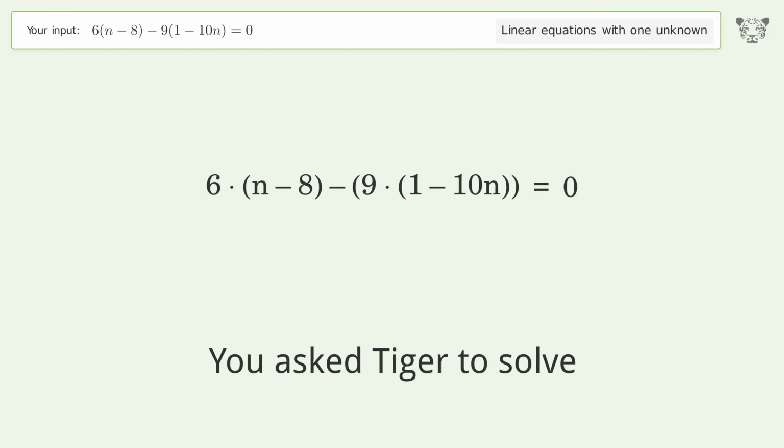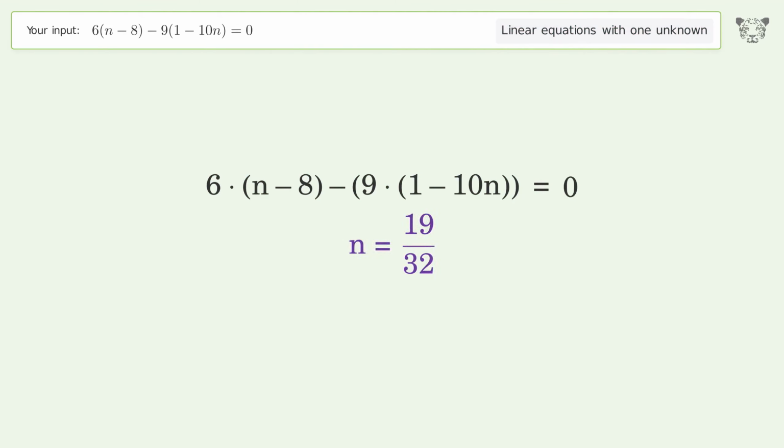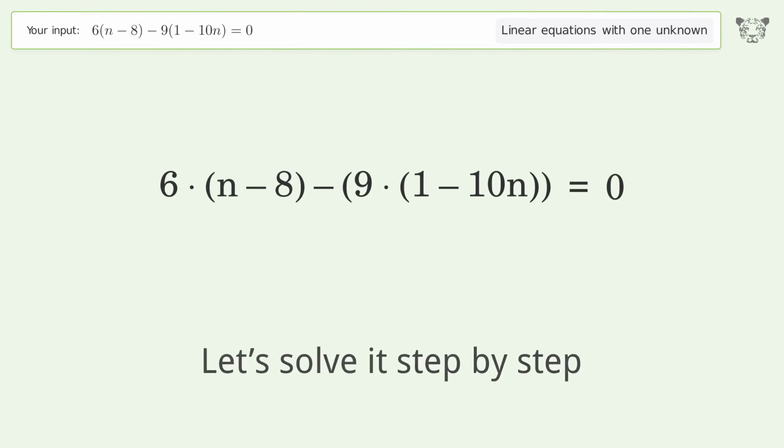You asked Tiger to solve this. It deals with linear equations with one unknown. The final result is n equals 19/32. Let's solve it step by step.